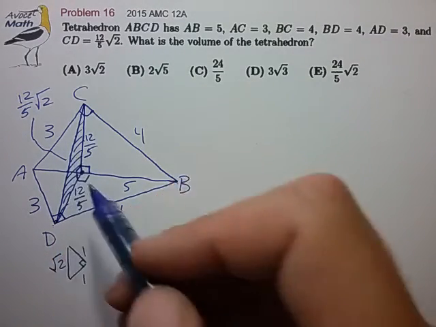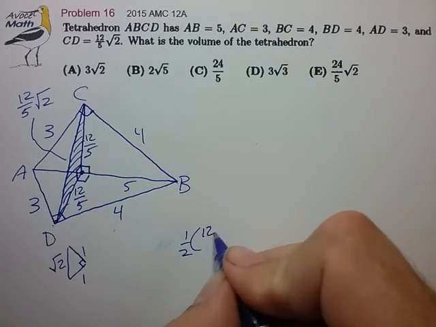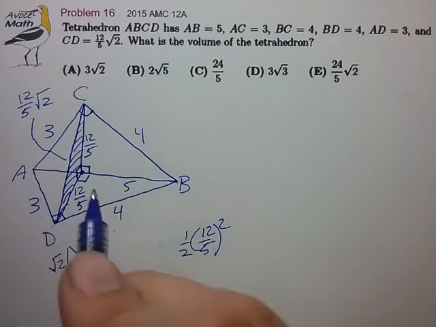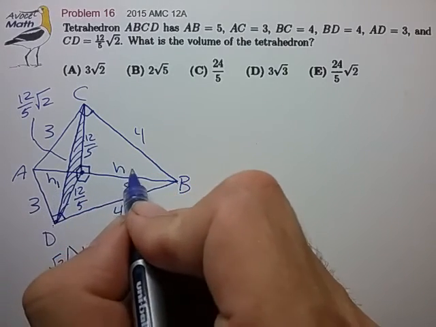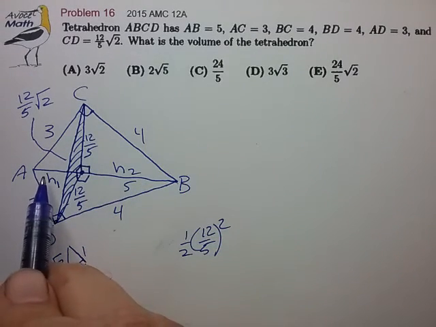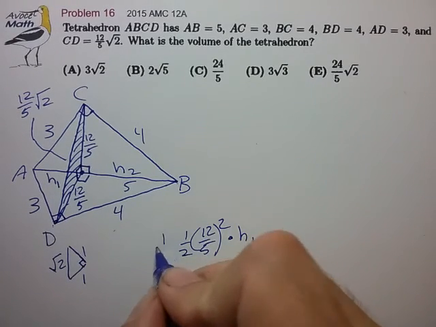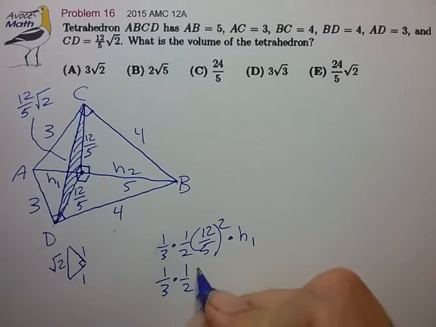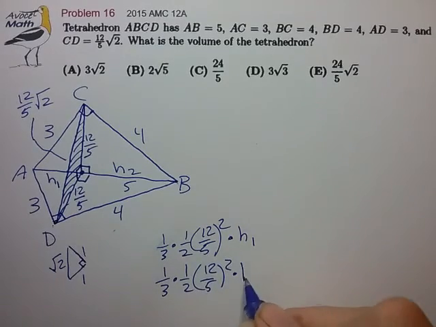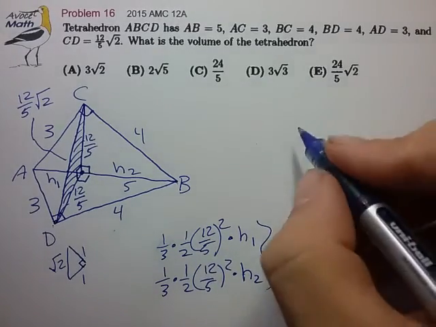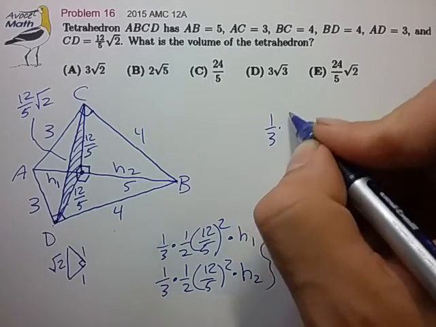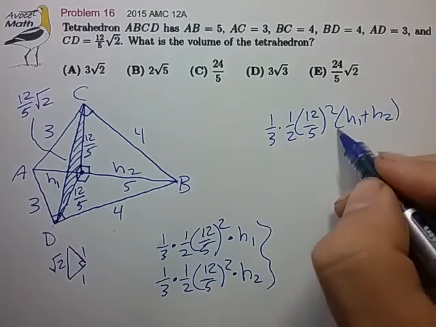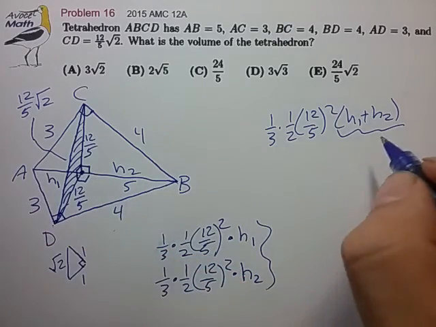So the area of this base triangle now is 1/2 times 12 over 5 squared, and the altitude for the left tetrahedron we'll call h1, and for the right tetrahedron h2, and we'll just multiply that by h1 and put a factor of 1/3 to calculate the volume. And we'll also have to calculate the right tetrahedron using a similar formula, and just add these two together. So we basically end up with 1/3 times 1/2 times 12 over 5 squared times h1 plus h2. But of course h1 plus h2 is just the length AB, so that's handy.